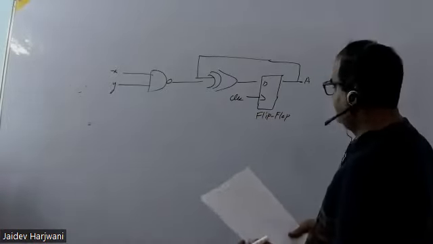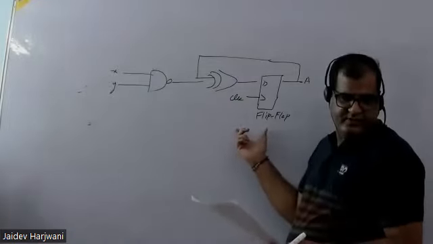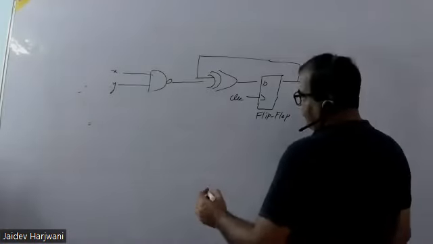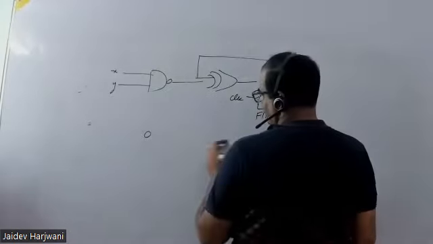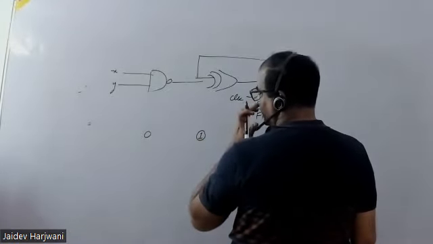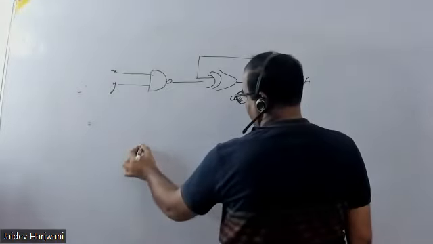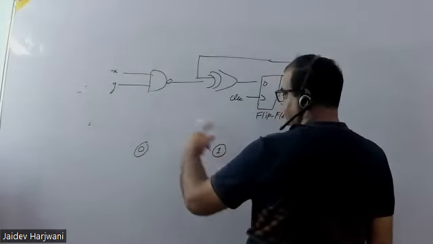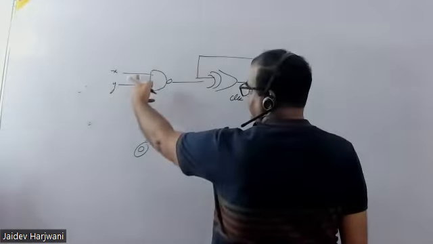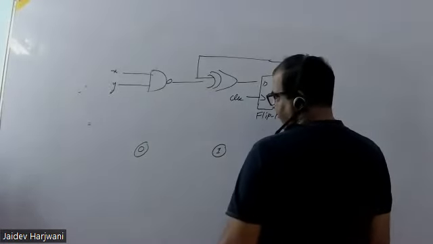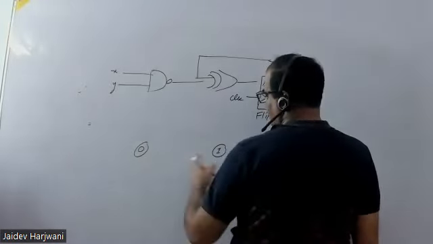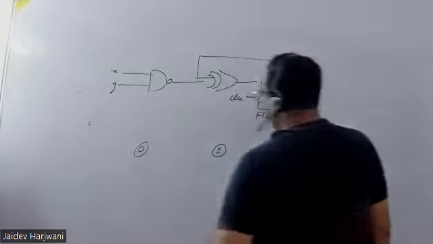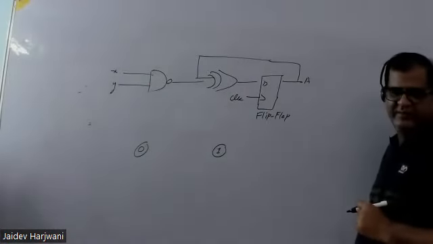Now they're asking what is the state diagram of this flip flop. State diagram means if your flip flop is in zero state, then it goes to one state. This is zero state and this is one state. If I want a transition from zero to one state, what should be the values of X and Y? And if I want a transition from zero to zero or one to one, what are the values of X and Y which will make this transition? State diagram means this.